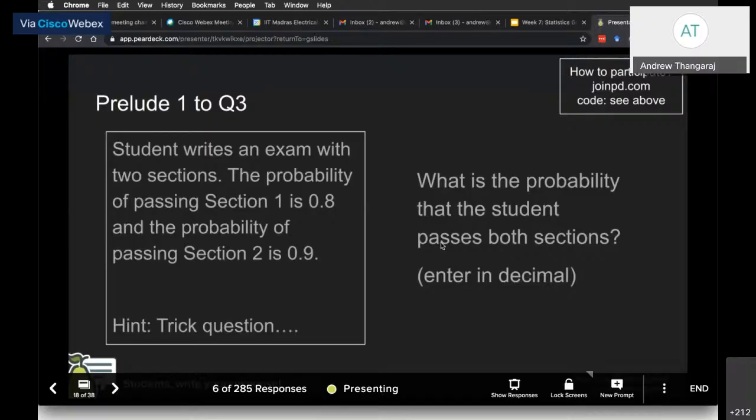Okay. So I have put here, it's a trick question. I'll give you a few minutes, really like 1 or 2 minutes to answer, and then we'll see the responses. Okay, go ahead.